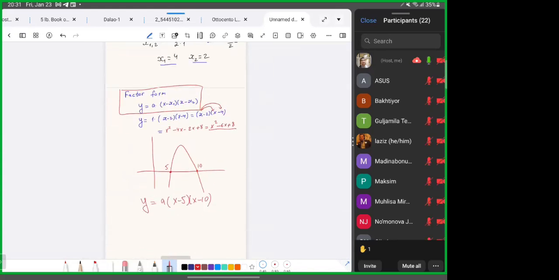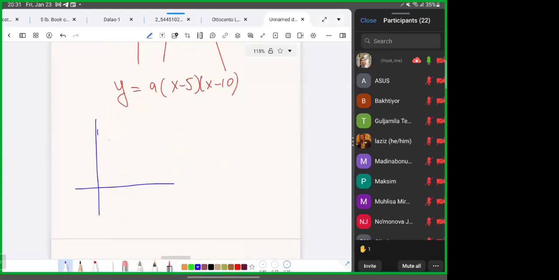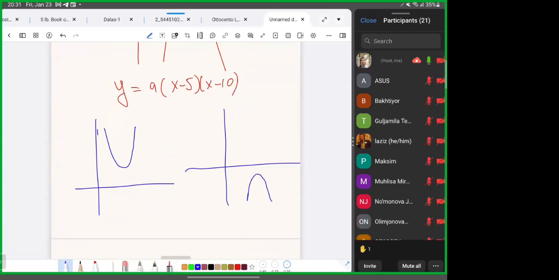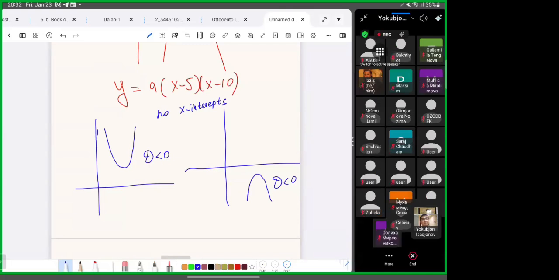By the way, your parabola can look like this. For example, your parabola can have no x-intercepts. When your parabola has no x-intercepts, it means the discriminant for those parabolas is less than 0, because they have no x-intercept. It means they have no solution, guys.